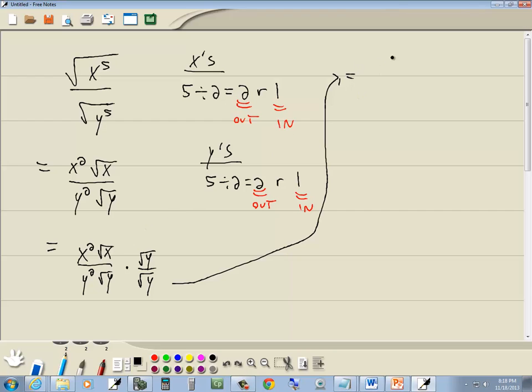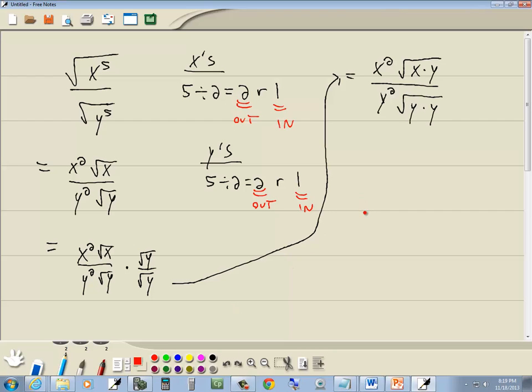Now up on top, multiply those together. We got x squared, and then square root of x times square root of y. We're going to put them underneath the same square root, and we have x times y. We can do that because they have the same index. Down below we have the y squared, and square root of y times square root of y gives us square root of y times y.